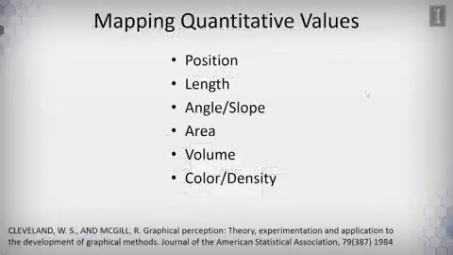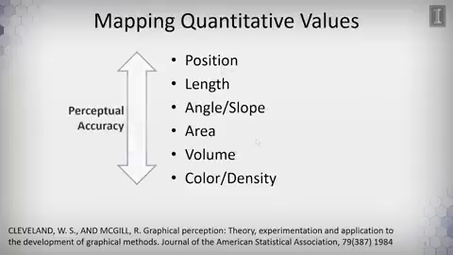So there's been some studies in the 80s that have basically uncovered how effective different geometric mappings are in the perception of quantitative values that they're mapped to. So for example, we have this list here, and it's sorted by perceptual accuracy. So when we see data indicated by mapping to position, we do a better job of understanding the quantities than we do if the data is mapped to color or density.